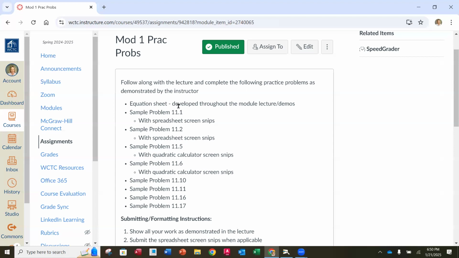And then the sample problems that we're going to be doing, you'll notice that some of them have Excel spreadsheet solutions that you're going to be exercising. So I'll talk about that during our lecture demo.